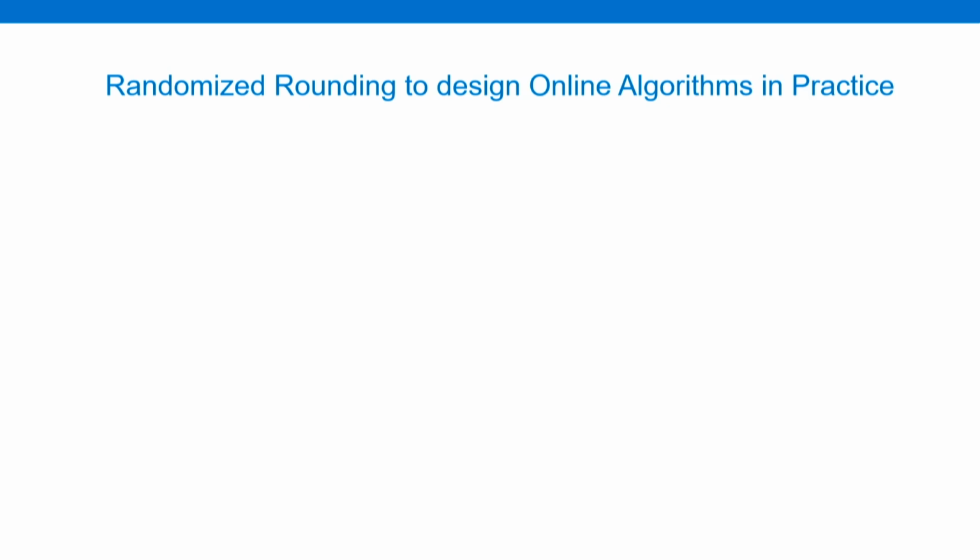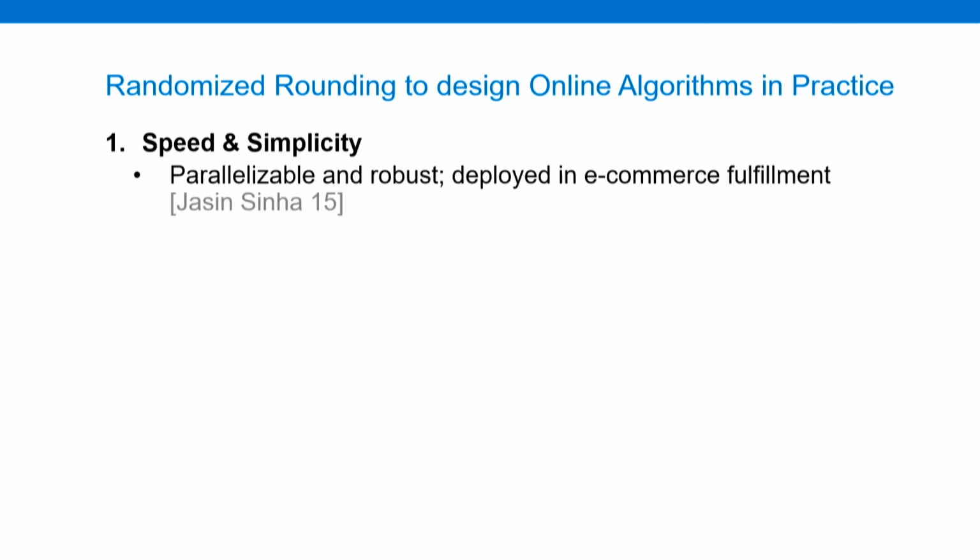Okay, this tutorial was largely theoretical. Let me just quickly describe some applications of randomized rounding in practice. First, in e-commerce fulfillment, this has been shown to be used. Some, but not all, randomized rounding algorithms are very fast and parallelizable. That's one benefit, and that's one general benefit of randomized algorithms. And also the fact that these algorithms are simple usually means they're more robust to things like distribution misspecification.